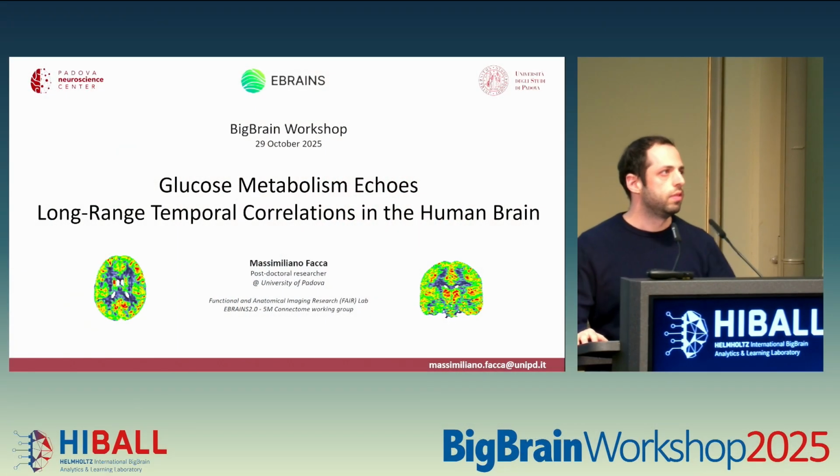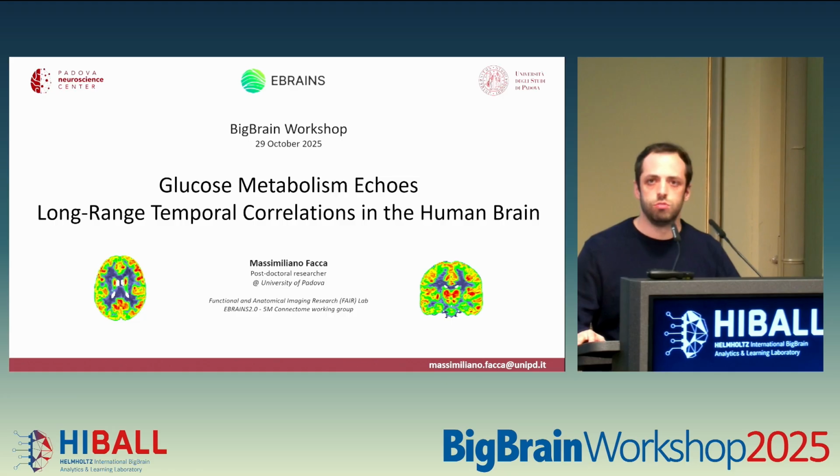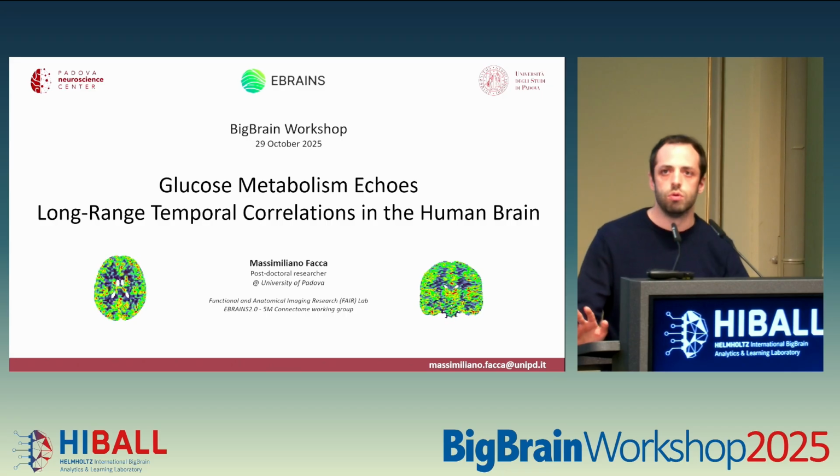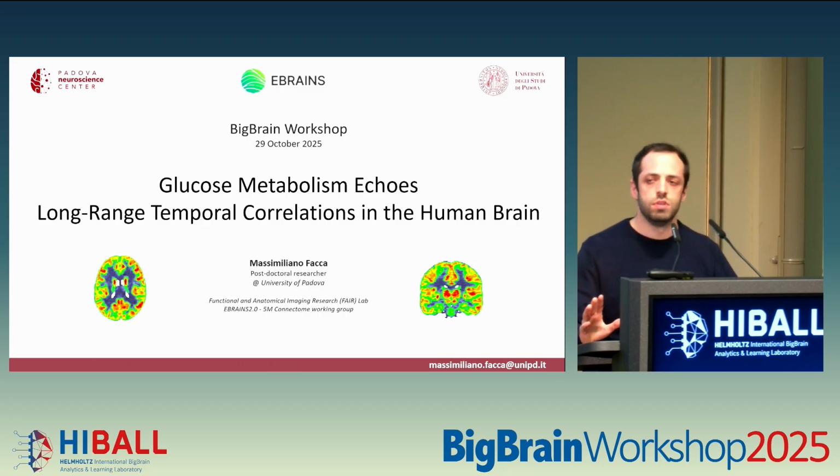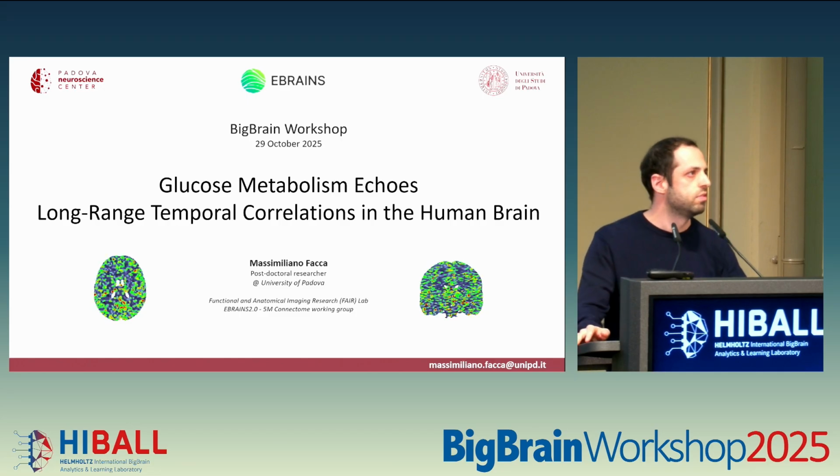I'm going to talk about the relationship between spontaneous brain activity, and specifically the Hurst exponent as a proxy for long-range temporal correlation, and glucose metabolism. So basically, I'm going to combine dynamic FDG PET and kinetic modeling of dynamic FDG PET and resting state fMRI.